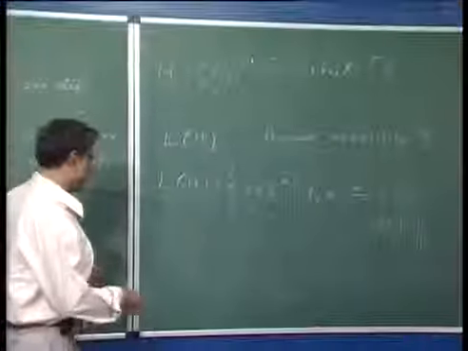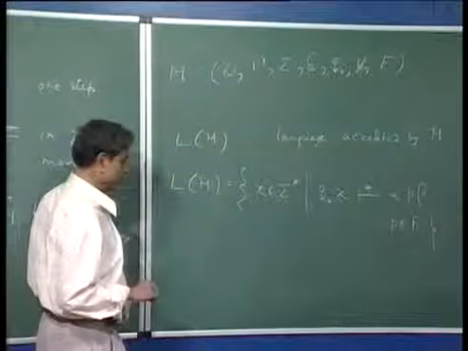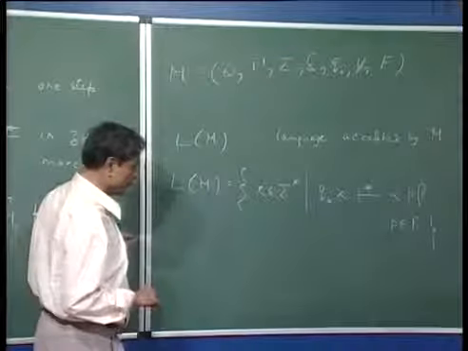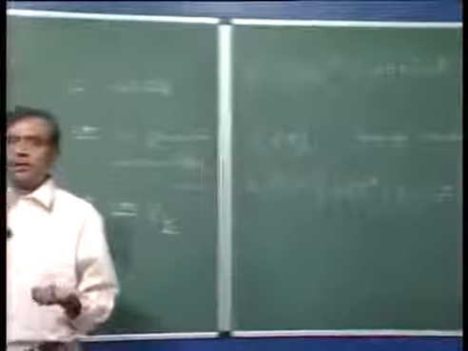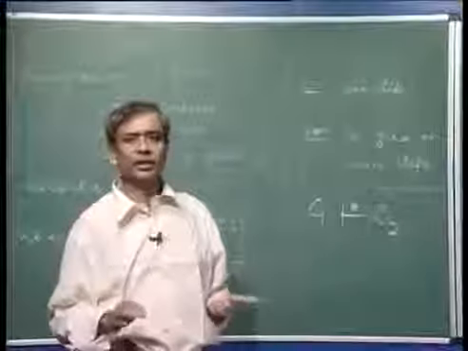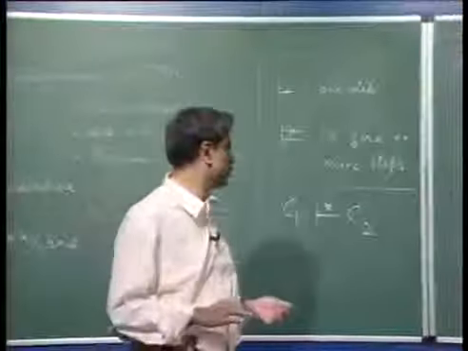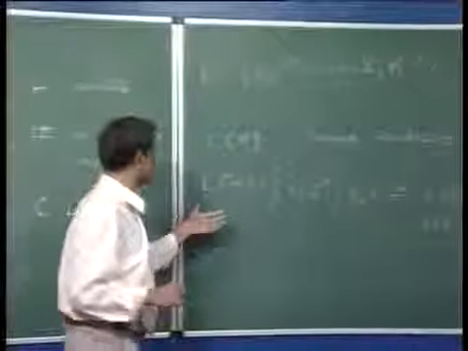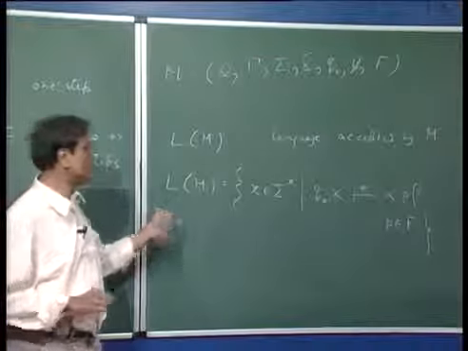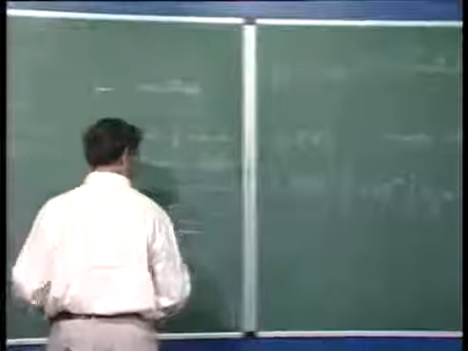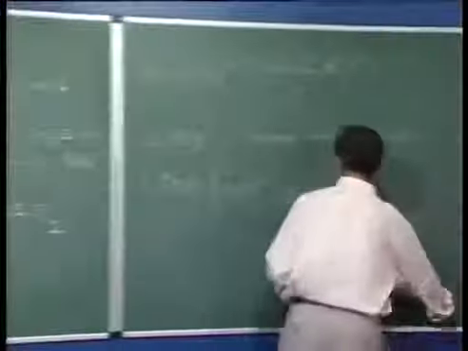Now, right away let me use another terminology. The set of all languages for which we have a Turing machine recognizer, a Turing machine which can accept the language, such a language is called a recursively enumerable language. Since this is an important concept, let me note it down.